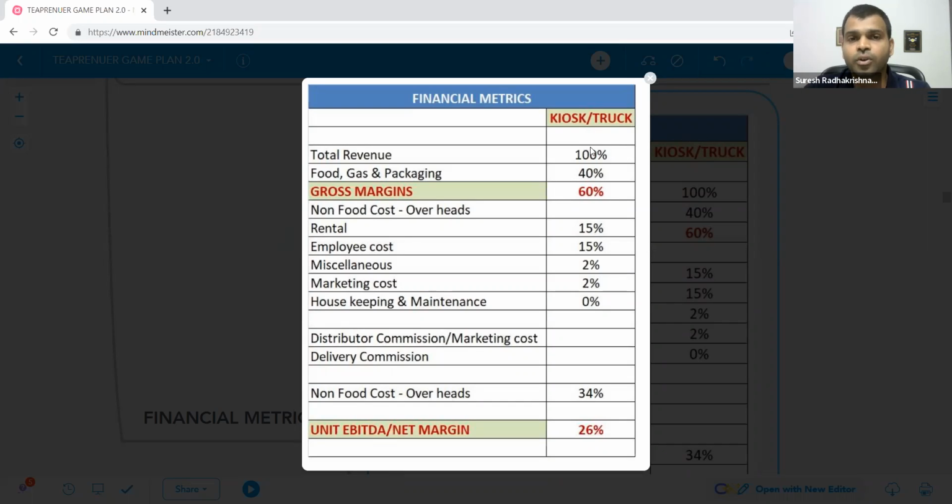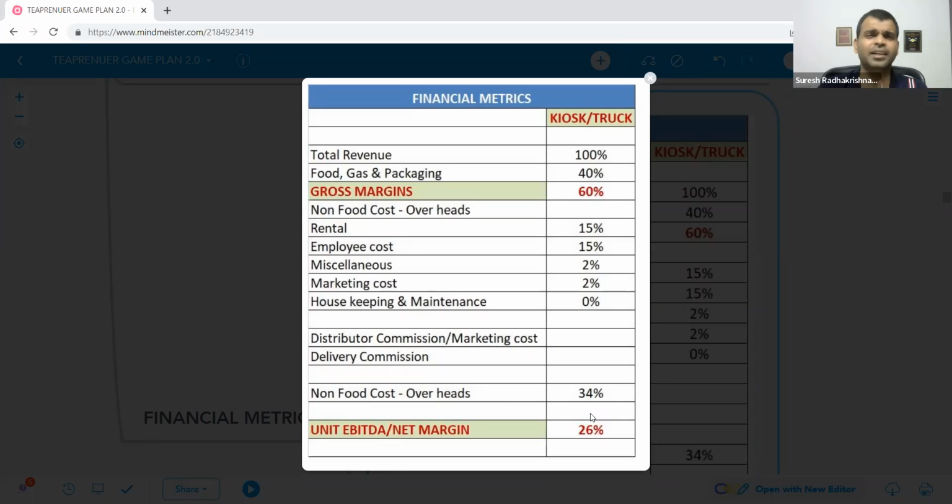So for 100%, that is 3 lakh. If your projected revenue is 3 lakh, food, gas, and packaging, 40% on 3 lakh is going to be 1.2 lakhs. And this 60% is your gross margin. We call it gross margin. So your gross margin minus your non-food cost, 34%, will be your net margin, 26%.